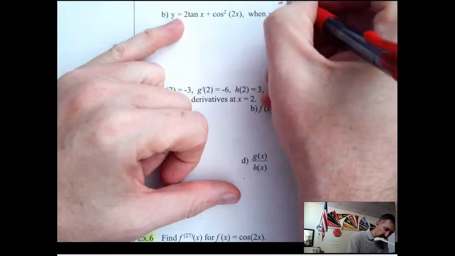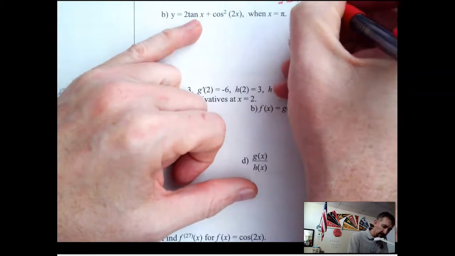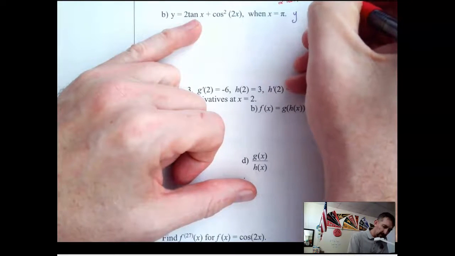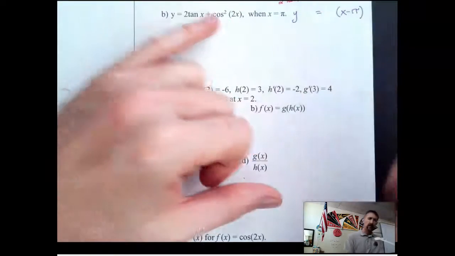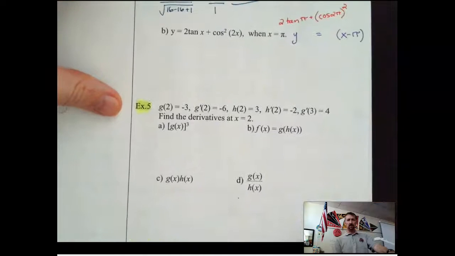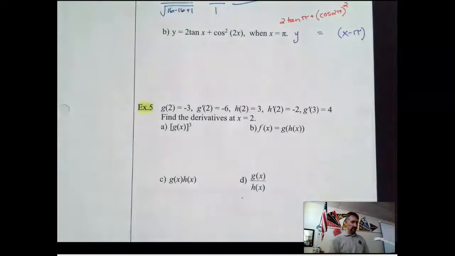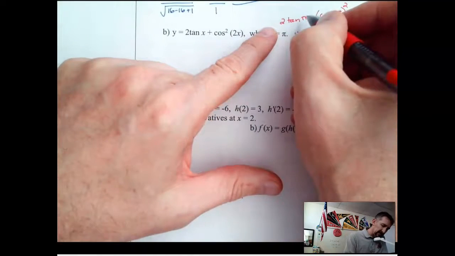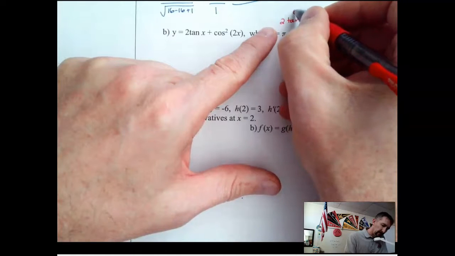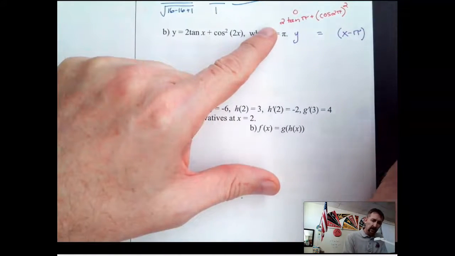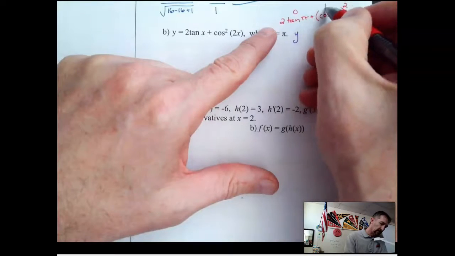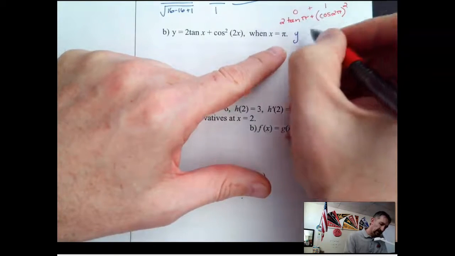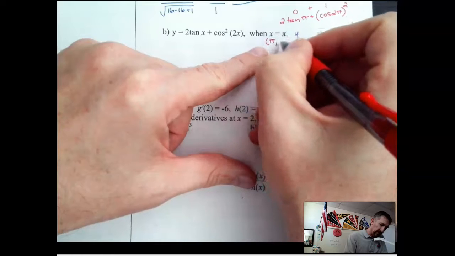So that's going to be 2 times the tangent of pi plus the cosine of 2 pi, squared. The tangent of pi is 0. And the cosine of 2 pi is 1, so 1 squared is 1. So 0 plus 1 is 1. So the actual coordinates of this point are pi, 1.